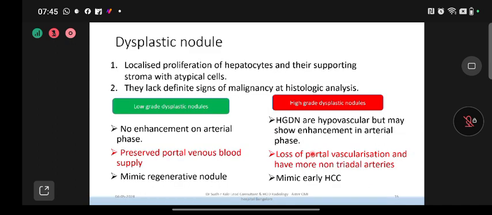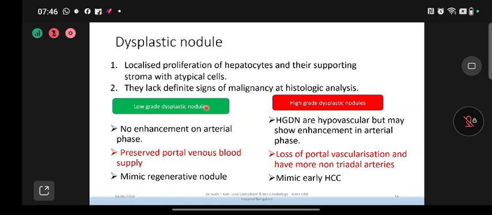Also the regenerative nodules, you can see that they are almost similar to the rest of the background liver parenchyma. Now coming to the next entity, the dysplastic nodule, which we divided into two: low grade, more towards the regenerative nodule, and high grade, towards HCC. What are dysplastic nodules? How do you define them? They are localized proliferation of hepatocytes and their supporting stroma with atypical cells. Even though they have atypical cells, they lack definite signs of malignancy at histologic analysis.